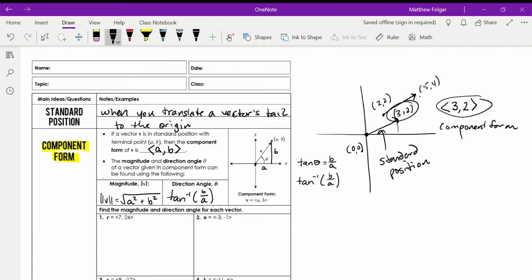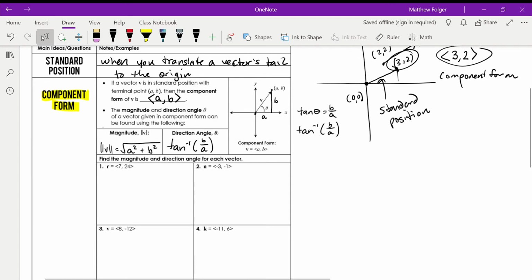So we have this vector here, ⟨7, 24⟩. Just so you remember, that means it's a vector that has a (0, 0) tail and a tip that is (7, 24). Just keep that in mind. This is representing a vector. It's the component form. 7 is the x component, 24 is the y component.